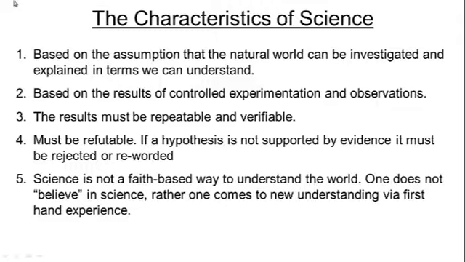When you do experiments, when you make observations, when you draw inferences from available data, you can see how all the pieces fit together to make an explanation. And those explanations, again, have to be based on these previous four characteristics: that we can, in fact, investigate and understand the world around us, that it's based on evidence, controlled experimentation, and observation, that we should be able to repeat what we've discovered, and that we should be able to refute it if contradictory data is ever found.